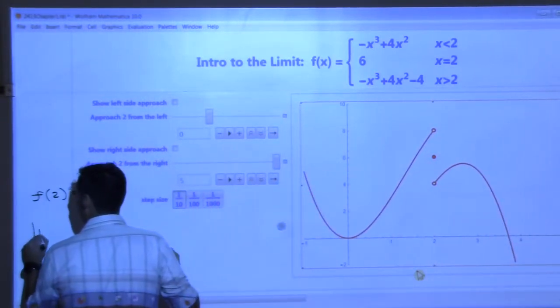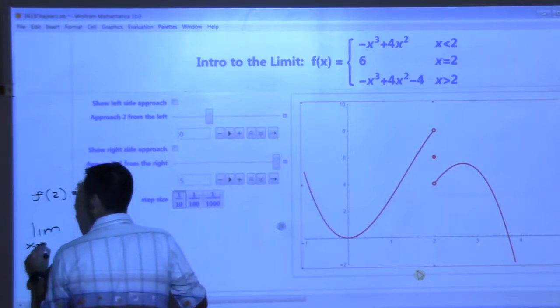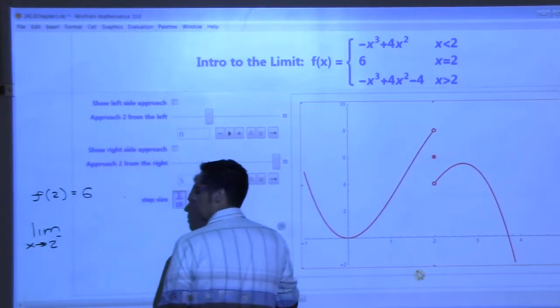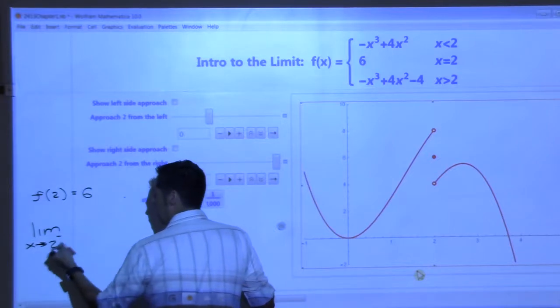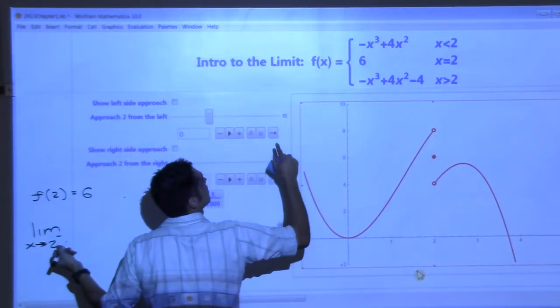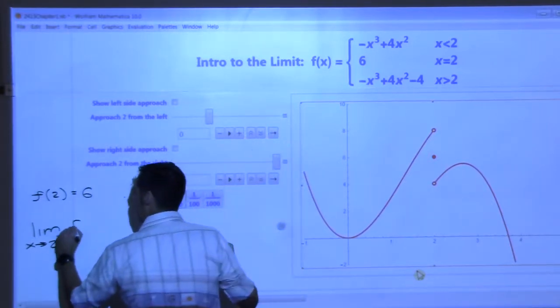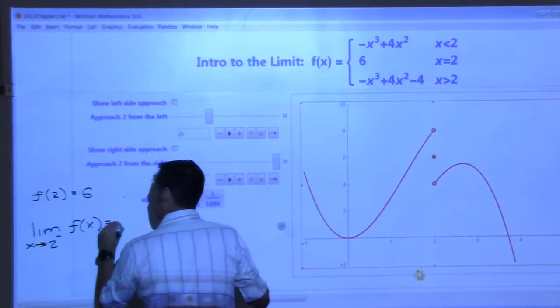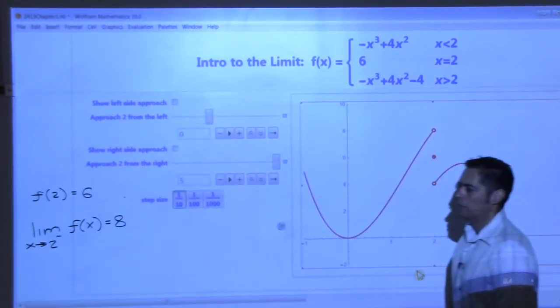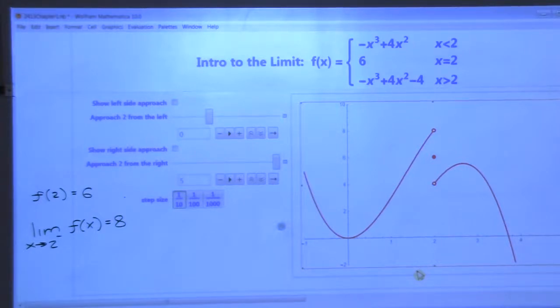I'm going to write limit as x approaches 2 from the left, so a little negative sign, of what? What are we actually looking at? This function, right? So I'm going to put f of x, and then I'm going to put equals 8. Questions? How about you try the other one?